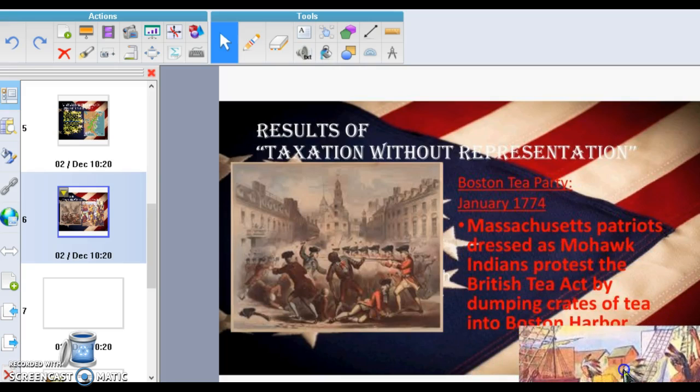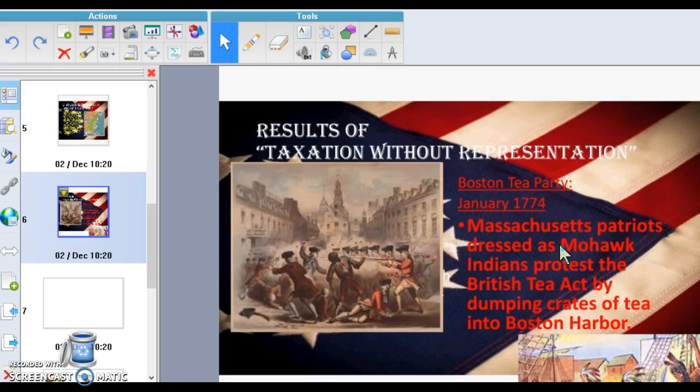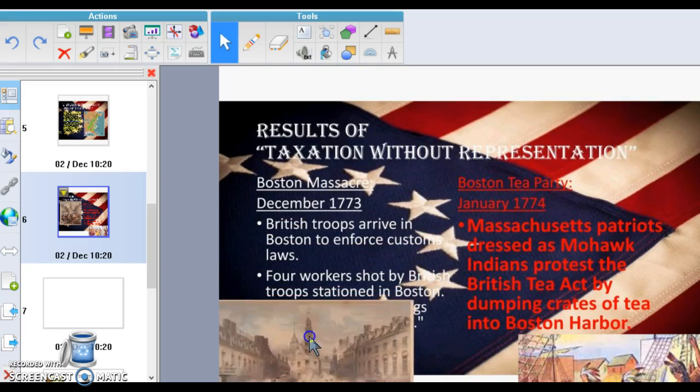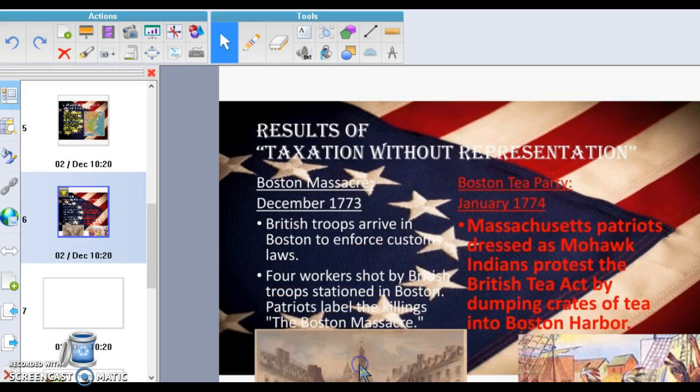Very good, very good. It says Massachusetts Patriots dressed as Mohawk Indians protested the British Tea Act by dumping crates of tea into Boston Harbor. And this happened in January 1774. Okay, class, who can tell me what this picture was? Somebody said the Boston Massacre. Very good. And now if you look at this picture here, you see that there's a young man in the middle called Crispus Attucks, who was the first African American who was killed in this battle. But let's move this particular picture out of the way and let's see what the Boston Massacre was about.